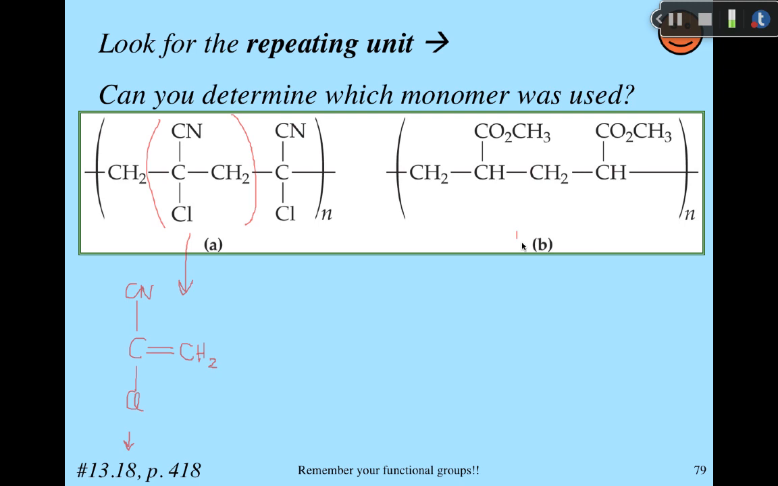The one on B is similar, and if you want to pick the simplest repeating unit, I'll just pick one on the left side of the chain this time.